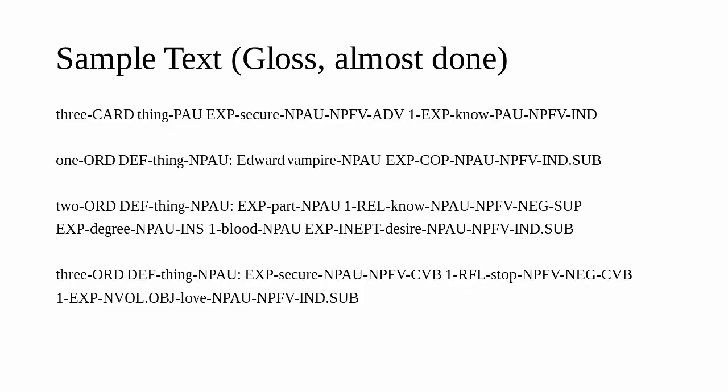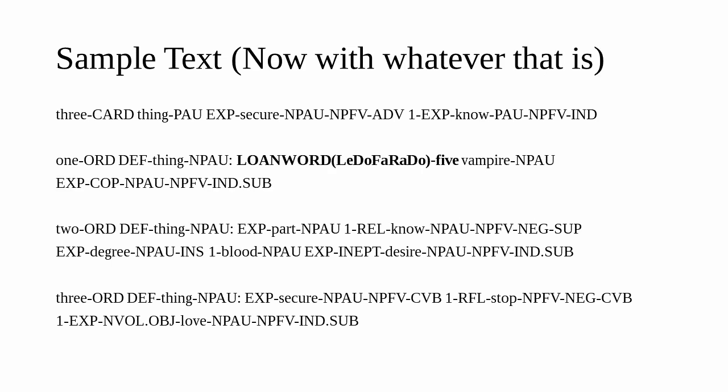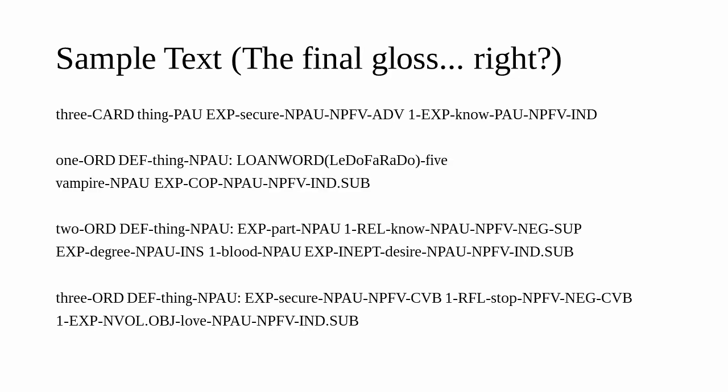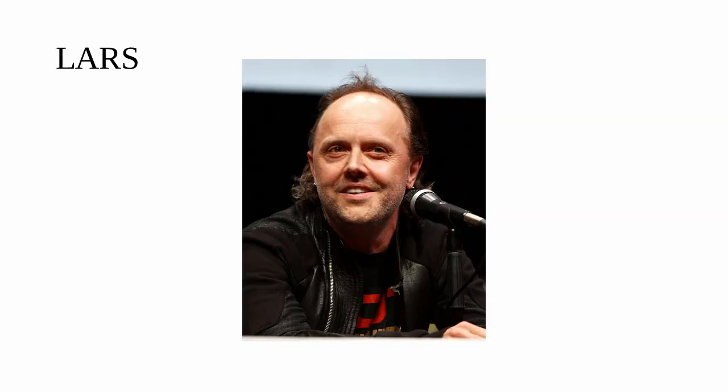The very last step of glossing is to deal with proper nouns. We replace the name Edward with this thing. Don't worry, it'll be explained later. So now that we have a complete gloss, it's time for us to relive the horrifying realization that we actually don't. And to find out why, it's time for me to introduce you to LARS.